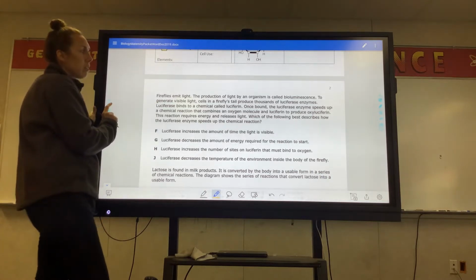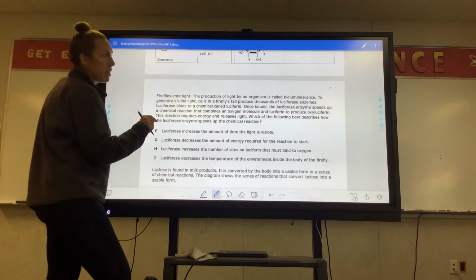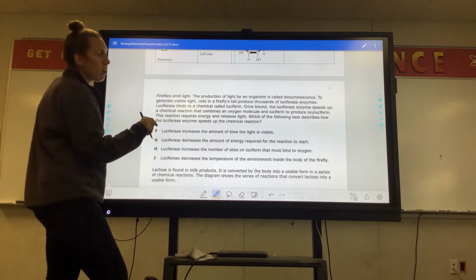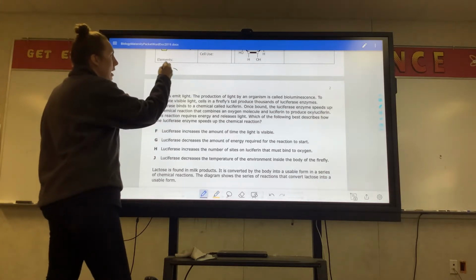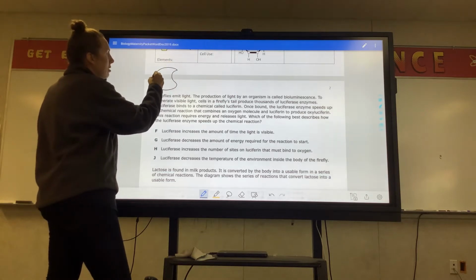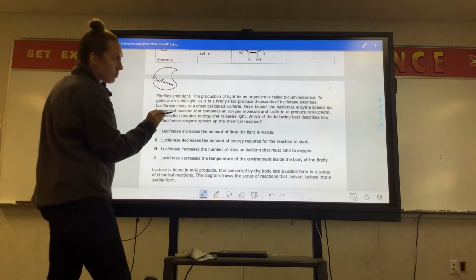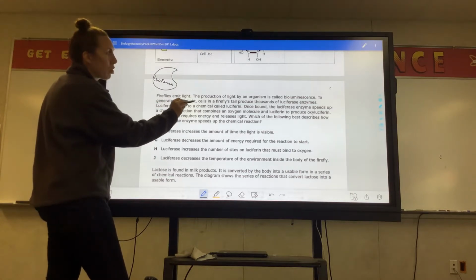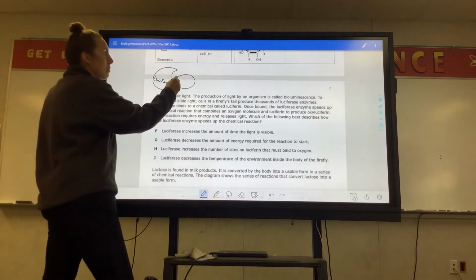Fireflies emit light. The production of light by an organism is called bioluminescence. To generate visible light, cells in a firefly tail produce thousands of luciferase enzymes. Okay, so you have this luciferase enzyme. Luciferase binds to a chemical called luciferin. So luciferase must bind to something called luciferin.